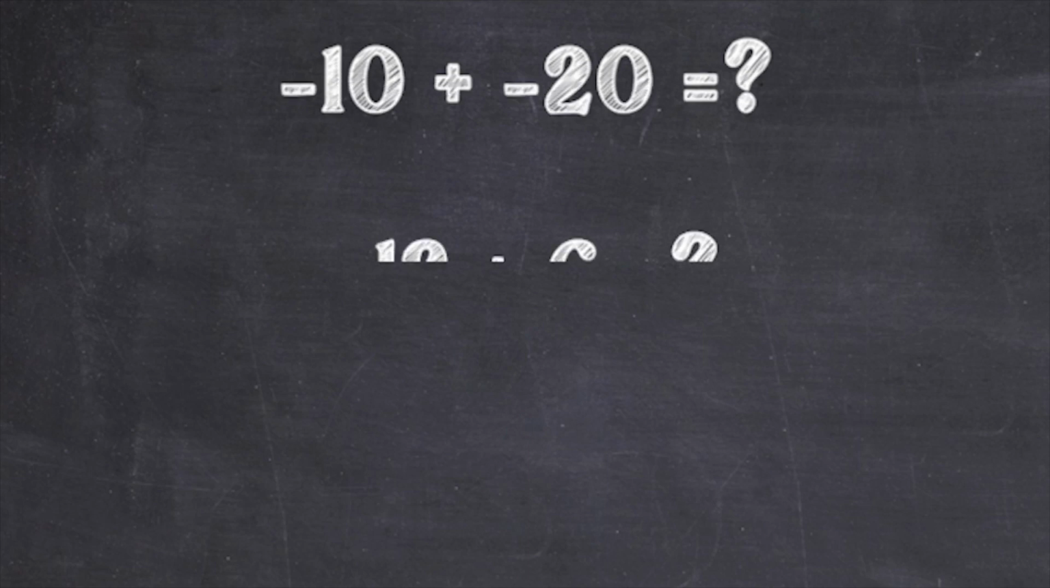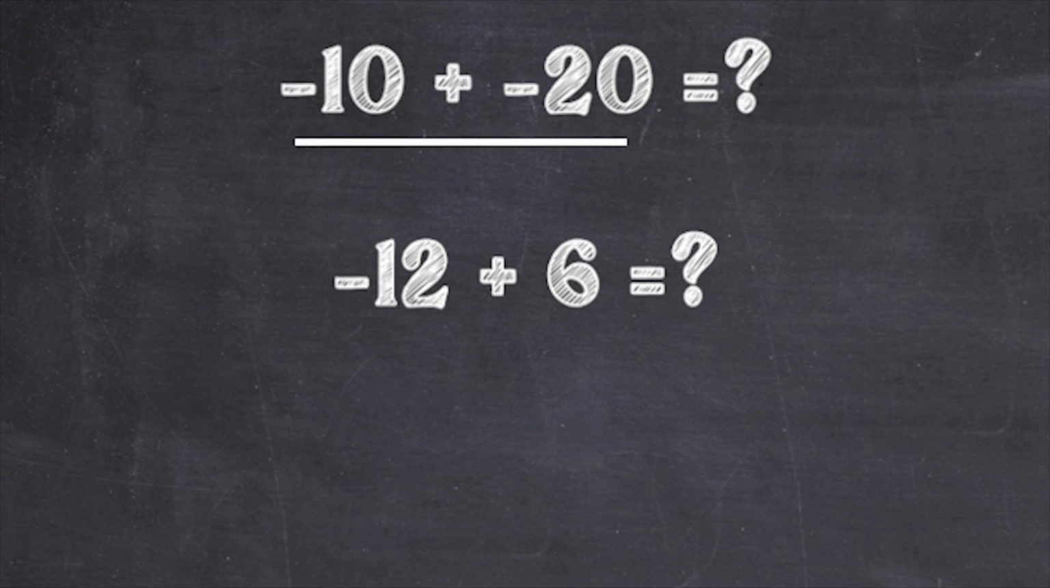Let's start with addition. There are 2 cases for this. In one case, you are adding 2 integers of the same sign, and in the other case, you are adding 2 integers with different signs. Let's go over the process of addition for these cases one by one.